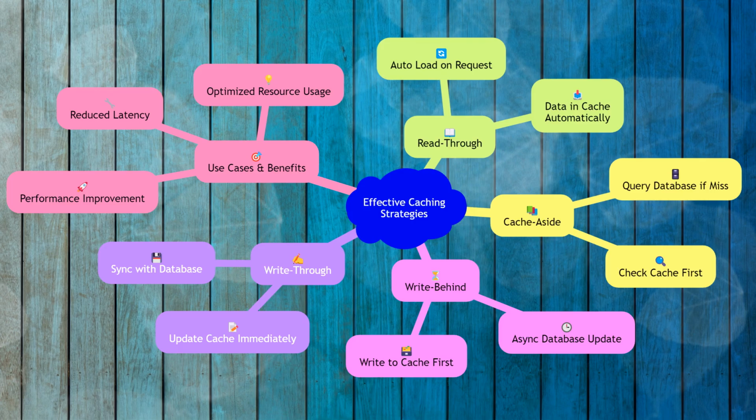Effective caching requires the use of appropriate caching strategies. Common strategies include cache aside, read through, write through, and write behind. Cache aside involves the application checking the cache before querying the database. Read through automatically loads data into the cache when it is requested. Write through updates the cache immediately when data is written to the database. Write behind updates the database asynchronously after writing to the cache. Each strategy has its use cases and benefits.